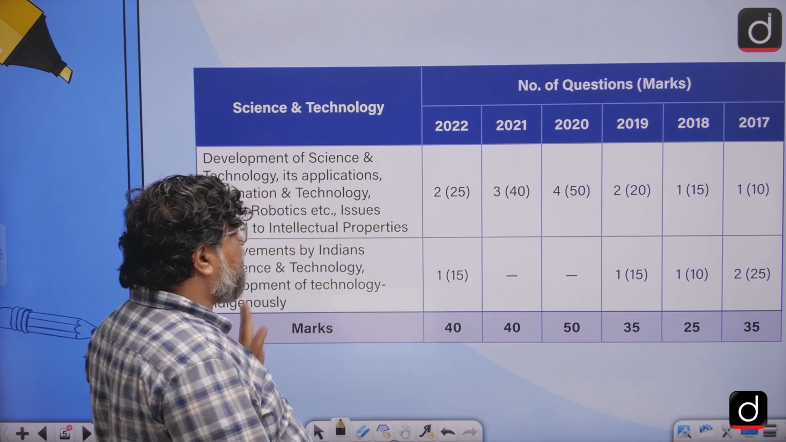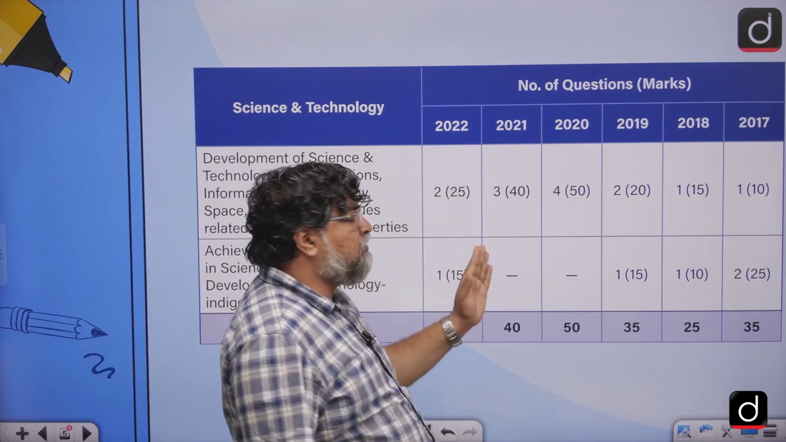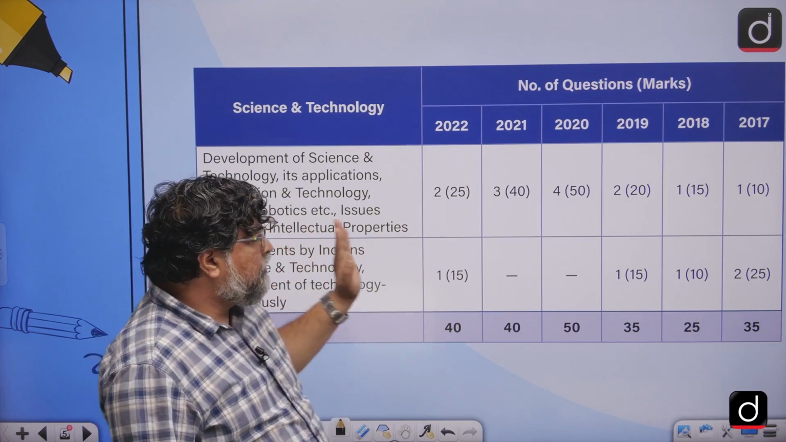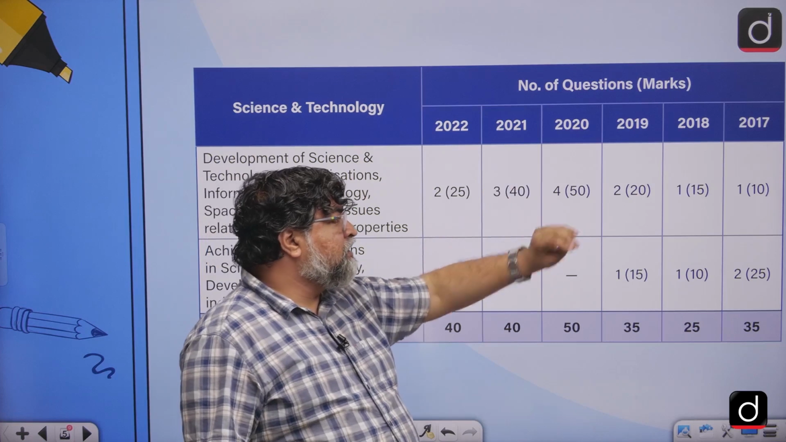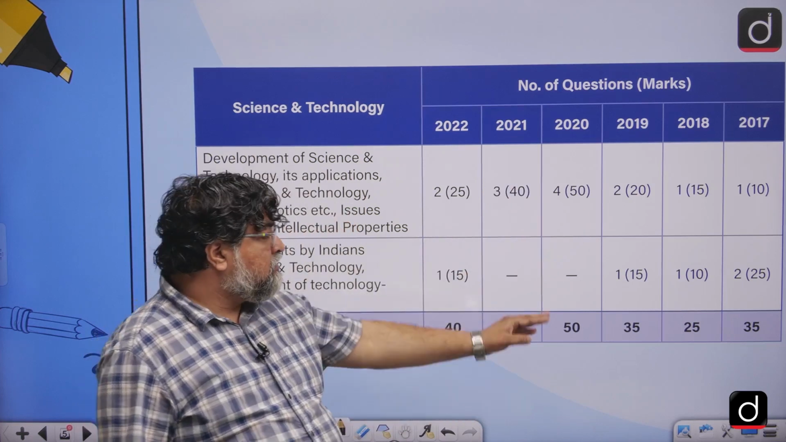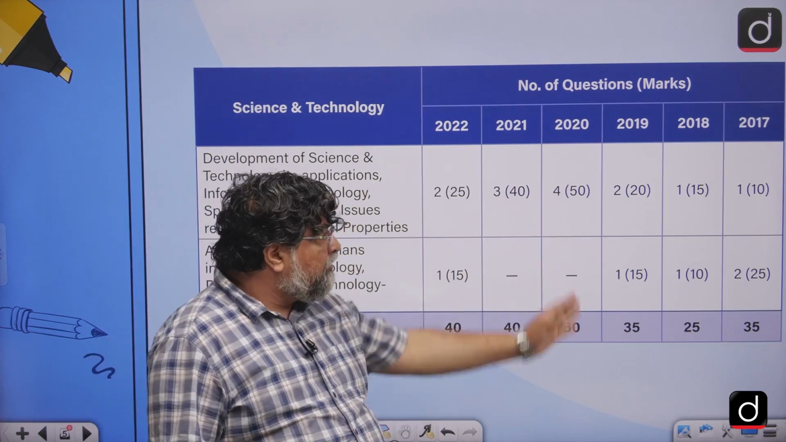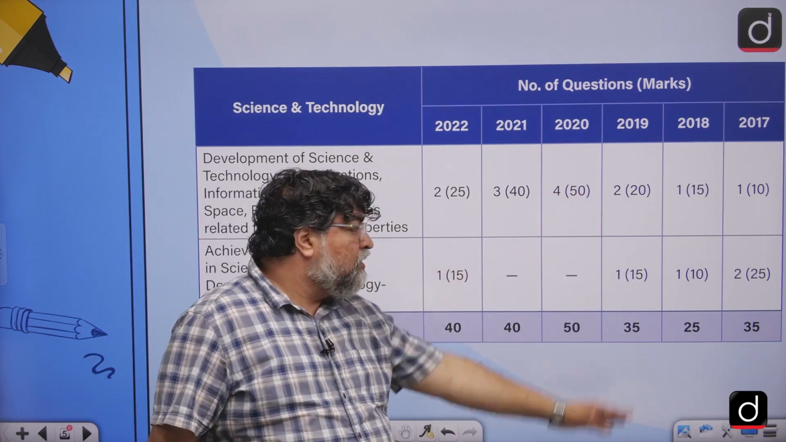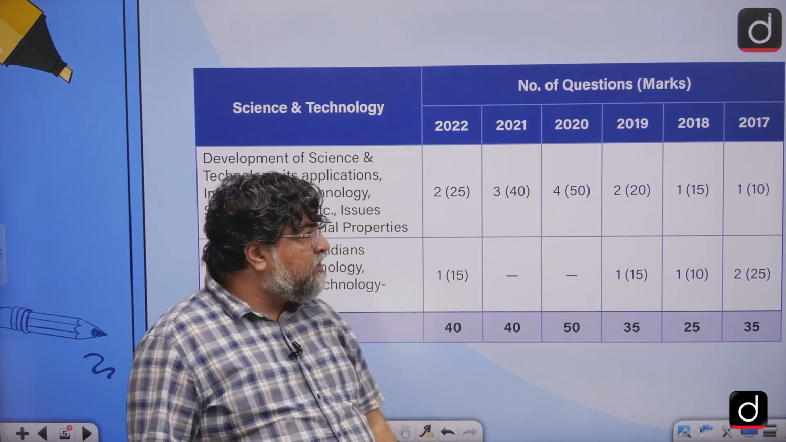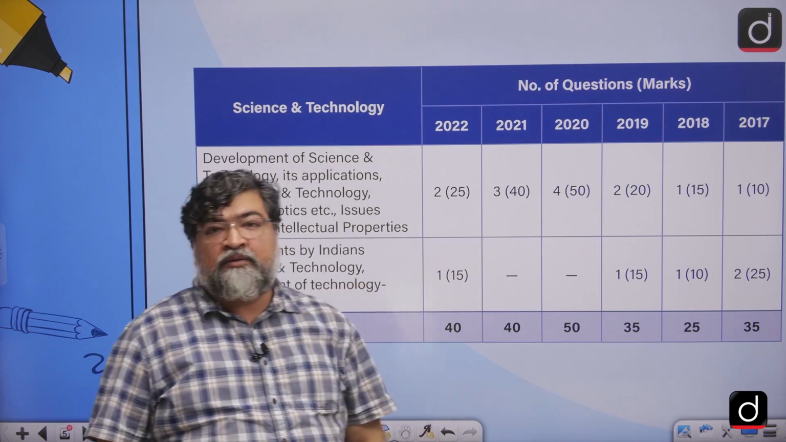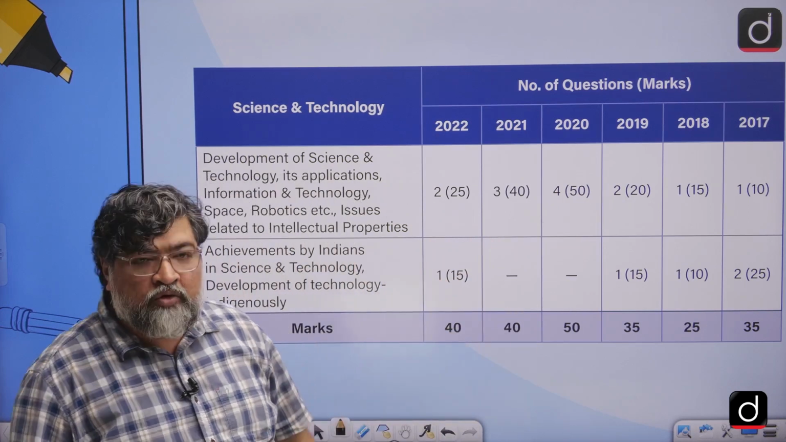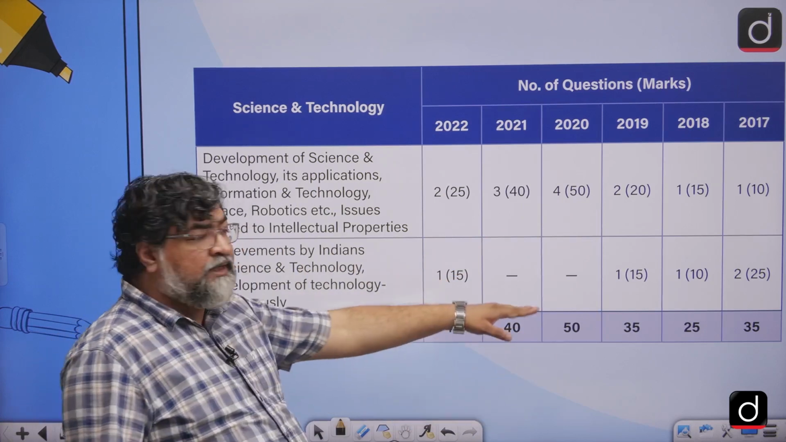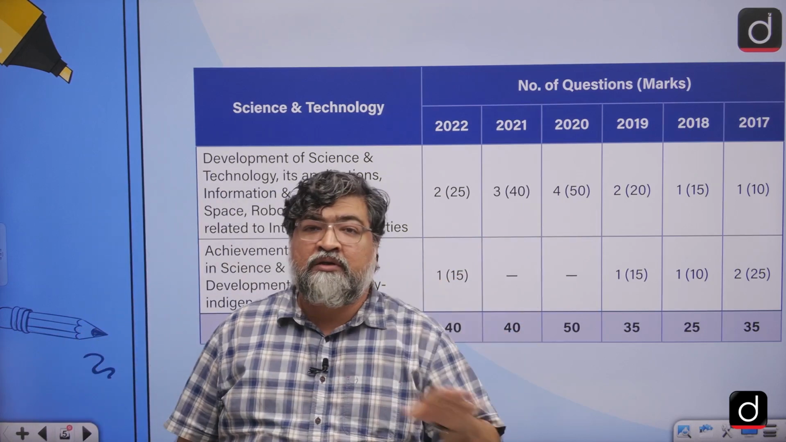Now, if you go back here, in 2021 again you will find 3 questions on development. In 2020, 4 questions were there. If we go to 2019, 2 questions were there for 20 marks, and 1 question was 15 marks. In 2018, 1 question was 15 marks and 1 question was 10 marks, so 2 questions were there. In 2017, 1 question was 10 marks and 2 questions were 25 marks. Overall, it fluctuates around the same 30, 35, 40 marks.